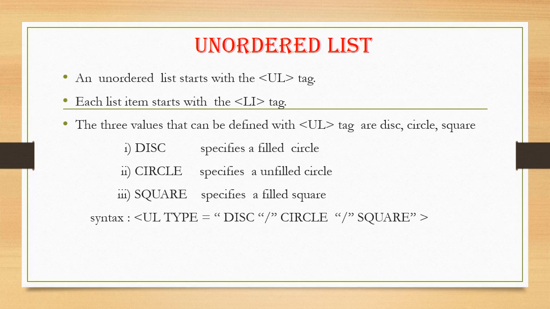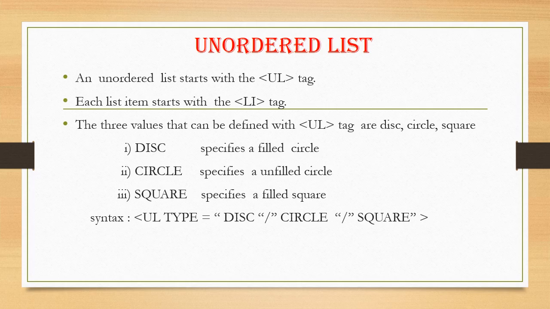This UL has three types. That means the bullets of an unordered list can be of three types: disk, circle, and square. Disk means a filled circle. And what is a circle? The unfilled circle. And square means a filled square.